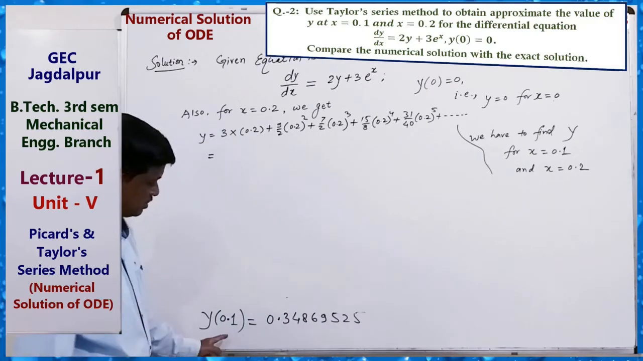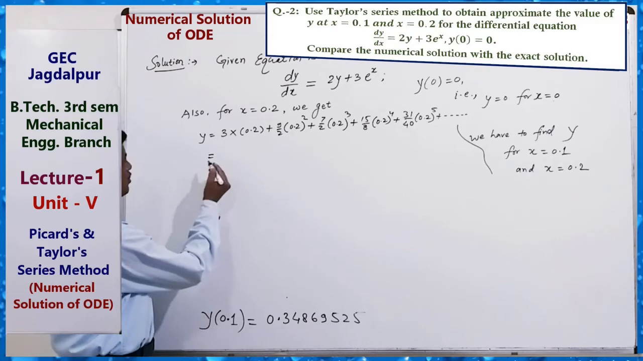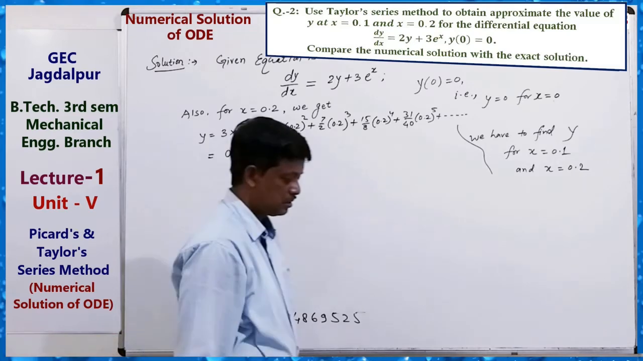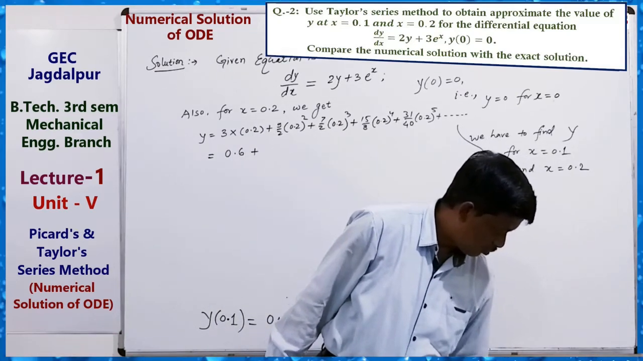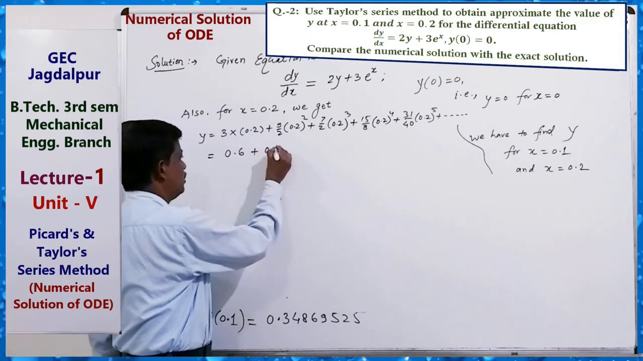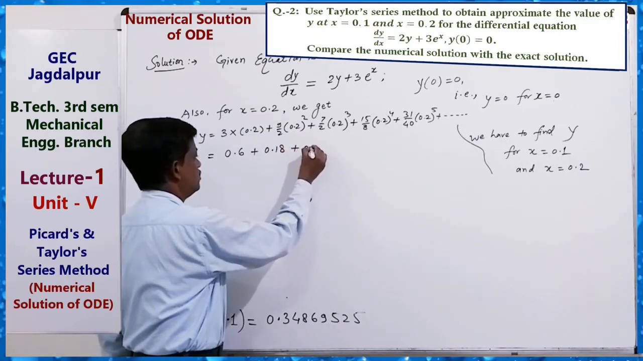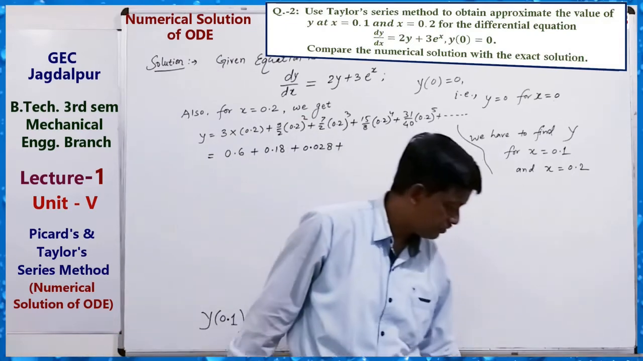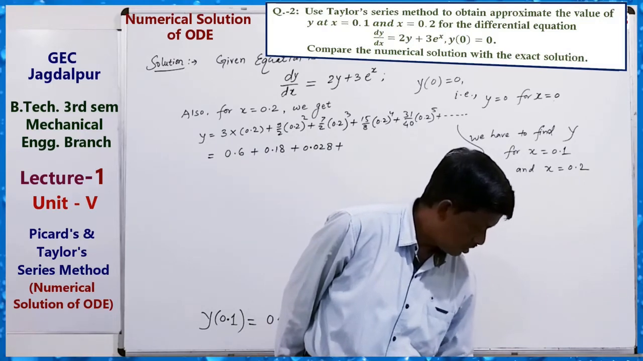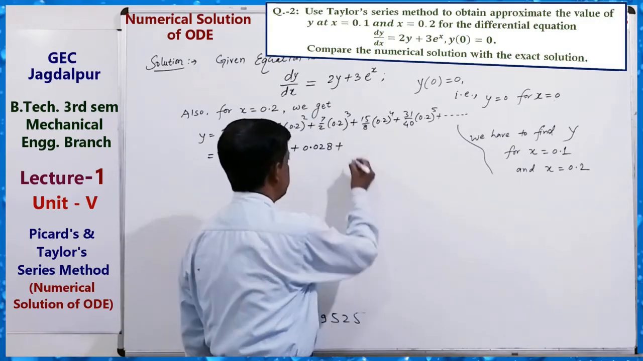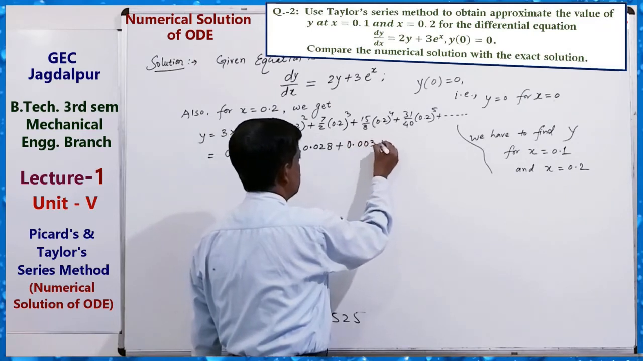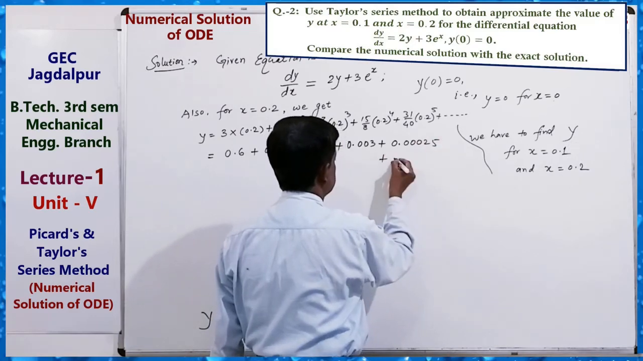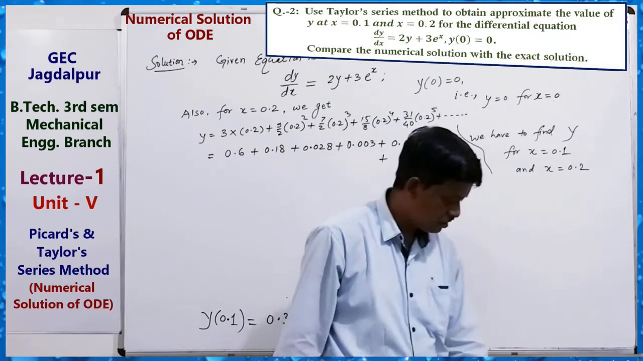This is the first approximation, and the second approximation we will get here: 0.6 plus 0.18, 0.028. Just use a calculator and write the value here. 0.003, 0.00025, and plus negligible terms, negligible quantities.